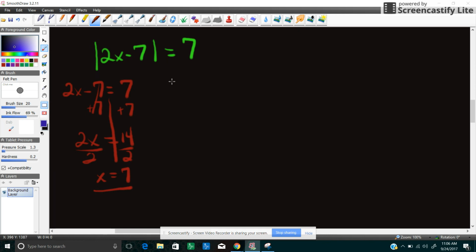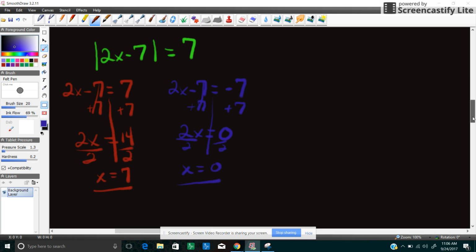If I do the negative counterpart, 2x minus 7 equals negative 7. Just like before, I add 7. 2x is equal to 0 in this case. So when I divide by 2, that's just going to give me 0.